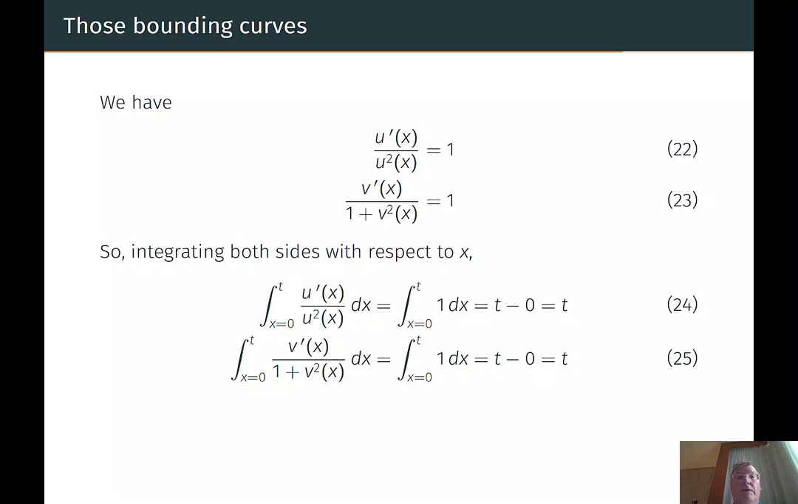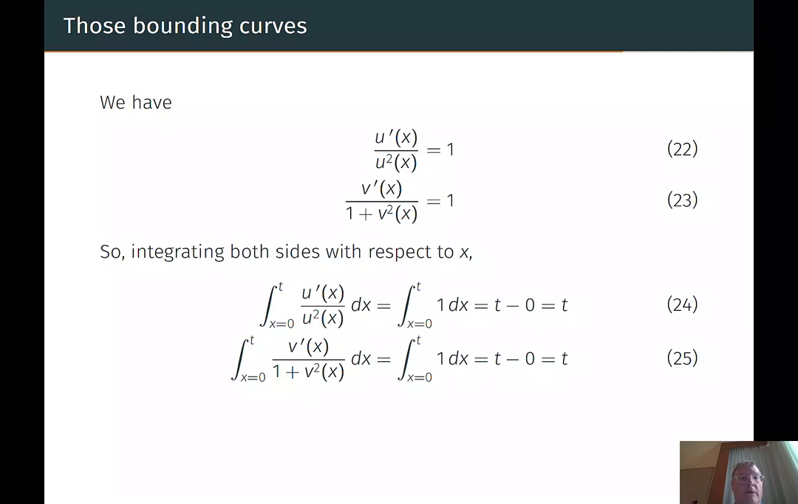If we divide the first equation by u squared, we get u prime of x over u squared is equal to 1. And if we divide the second equation by 1 plus v squared, we get v prime over 1 plus v squared is equal to 1. And now we integrate both sides with respect to x. We integrate from x equals 0 to t, say. It could be any symbol, I don't care what. So we integrate from x equals 0 to t of u prime over u squared with respect to x. Well, let's leave that for the moment.